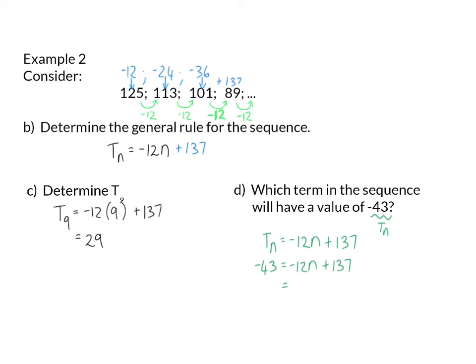Firstly, I'm going to take the minus 12n and add it on the left-hand side, and then on the right we still have the 137, and I will also now add 43. Now we have 12n is equal to 180. And if I lastly divide both sides by 12, I will get an answer that n is 15, the 15th term in this sequence. Now we know that the 15th term in this sequence will have a value of minus 43.